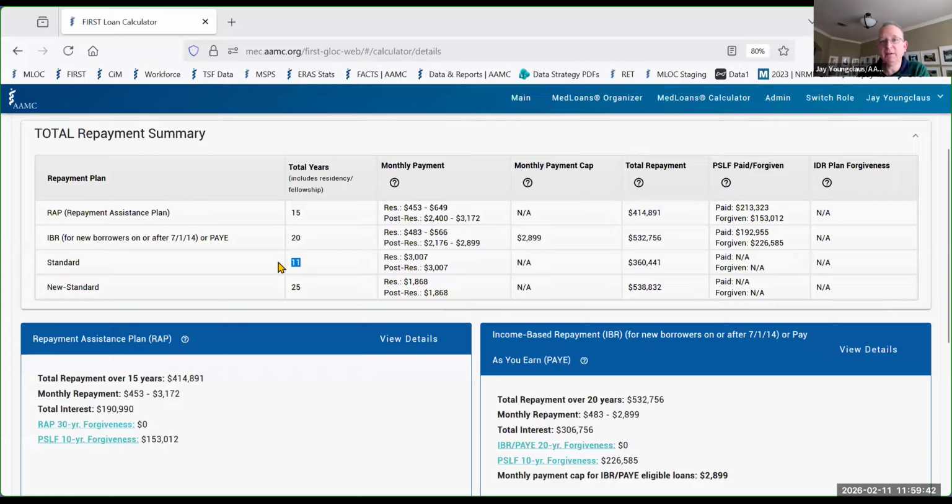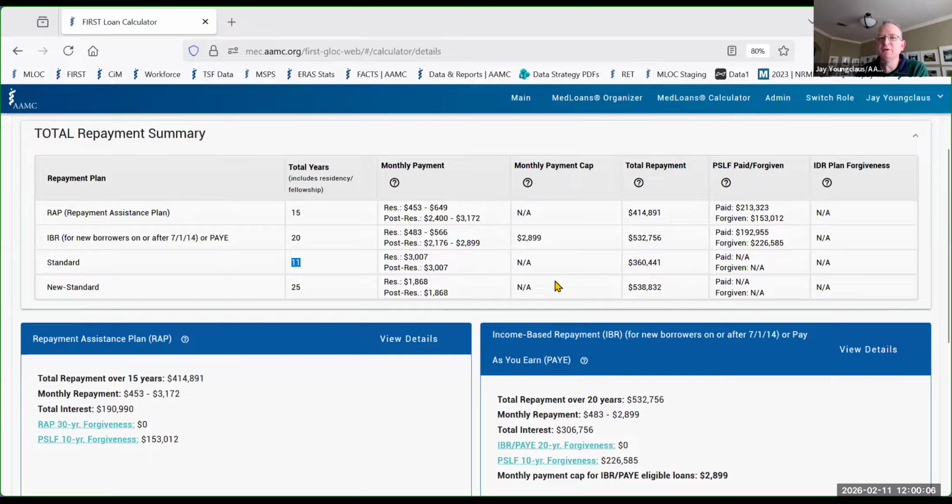In this case, it's an 11-year plan because remember, we had that institutional loan in there that we gave as an 11-year repayment. So I just want to highlight that that is taking precedence because the calculation behind the scenes is paying off the federal loans in 10 years and then using that 11th year to pay off the institutional loan.